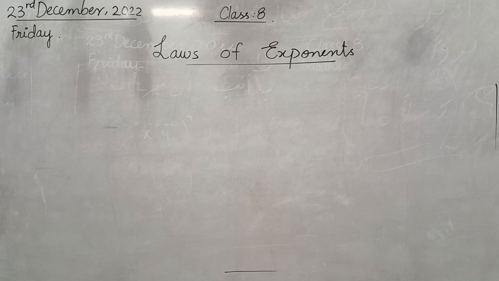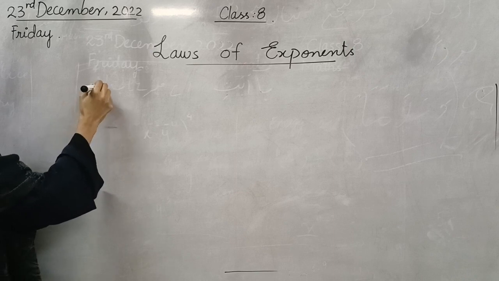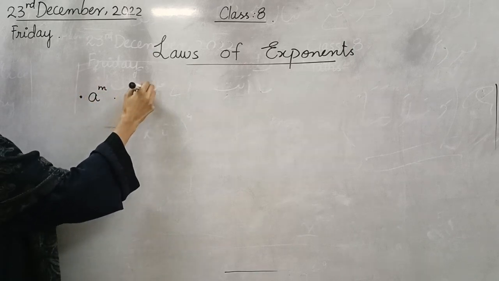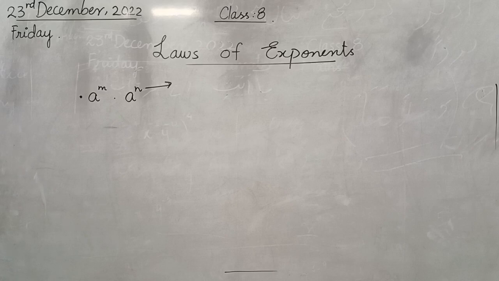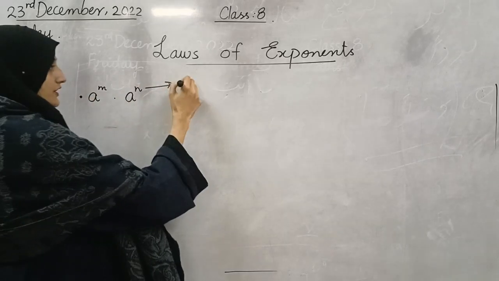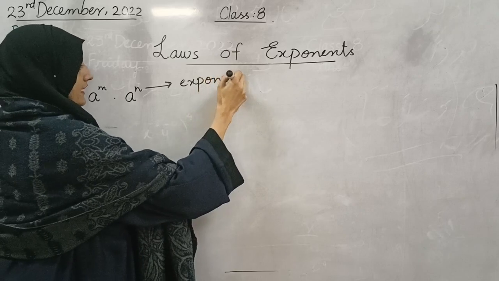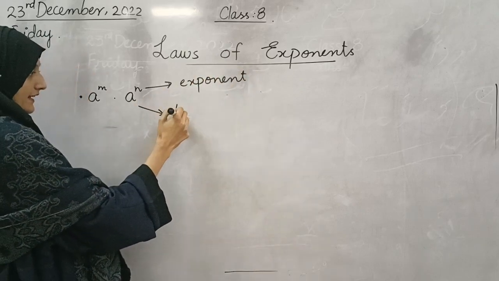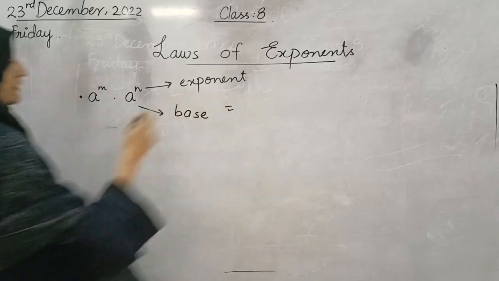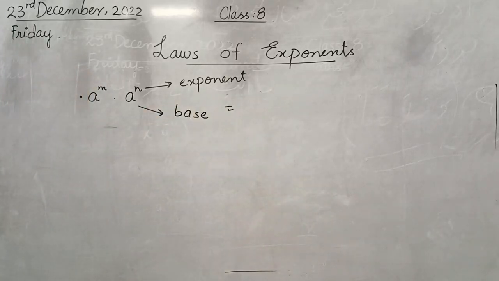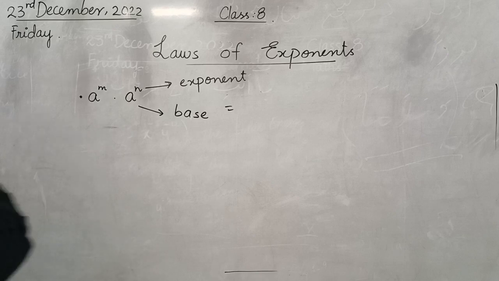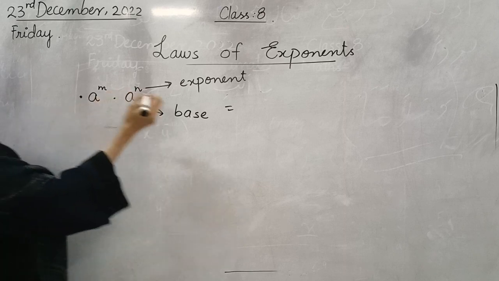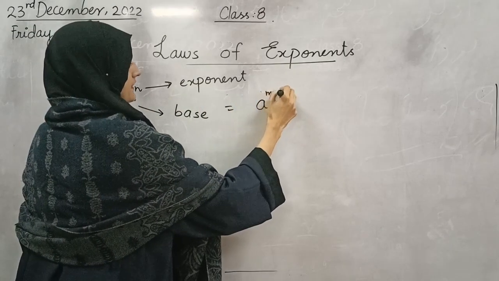So the first law is, if the bases are same, what is this, boys and girls? Very good. This is exponent. And what is A? A is base. Good. It means you have learnt what I said yesterday. So a raised to power m, a raised to power n, bases are same. What will you do? And they are multiplying. So you will add the exponents.